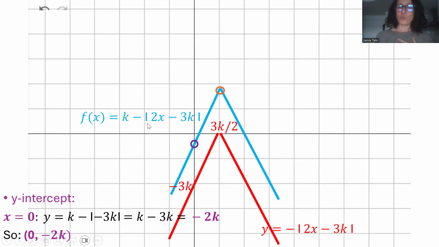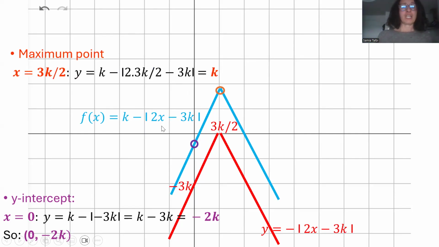So that will be when the modulus function hits 0. And the modulus function hits 0 when x is equal to 3k over 2. And if I plug in 3k over 2, it will zero this value, not very surprisingly, and I will get y returned to k, right? Just simply the k here that I translated from 0 and then k units. So the maximum point will be located at 3k over 2 and then k in the y direction.